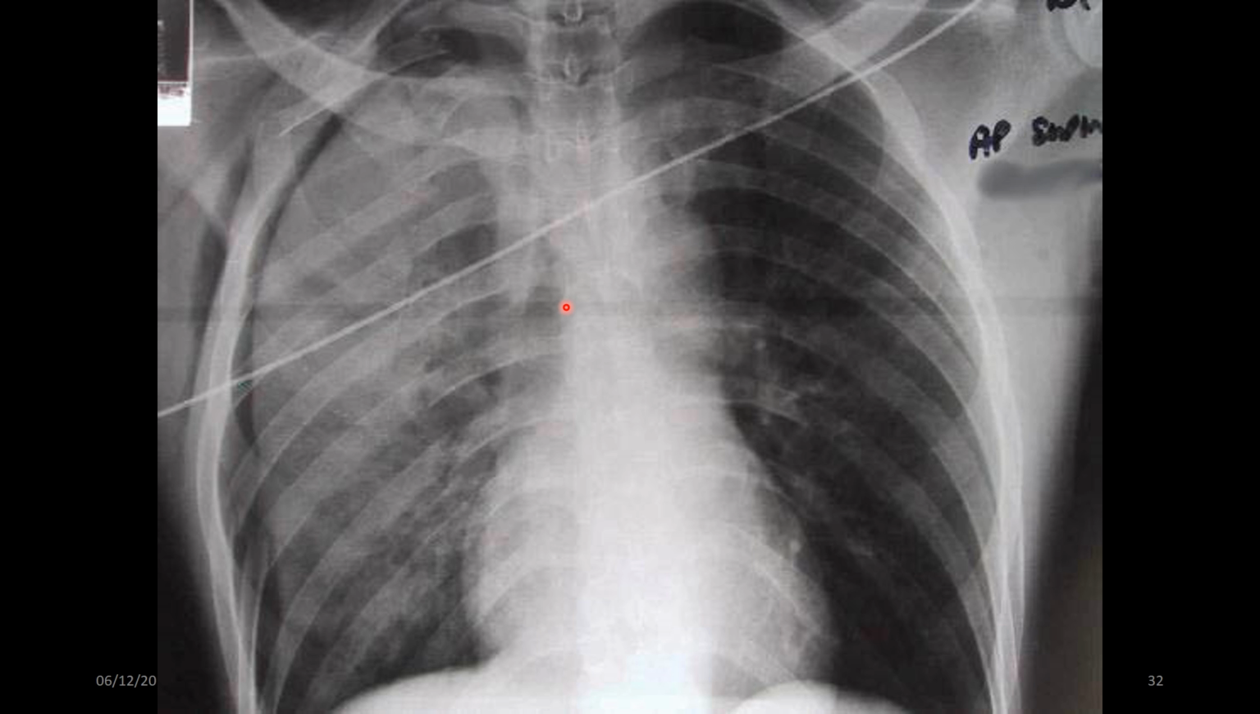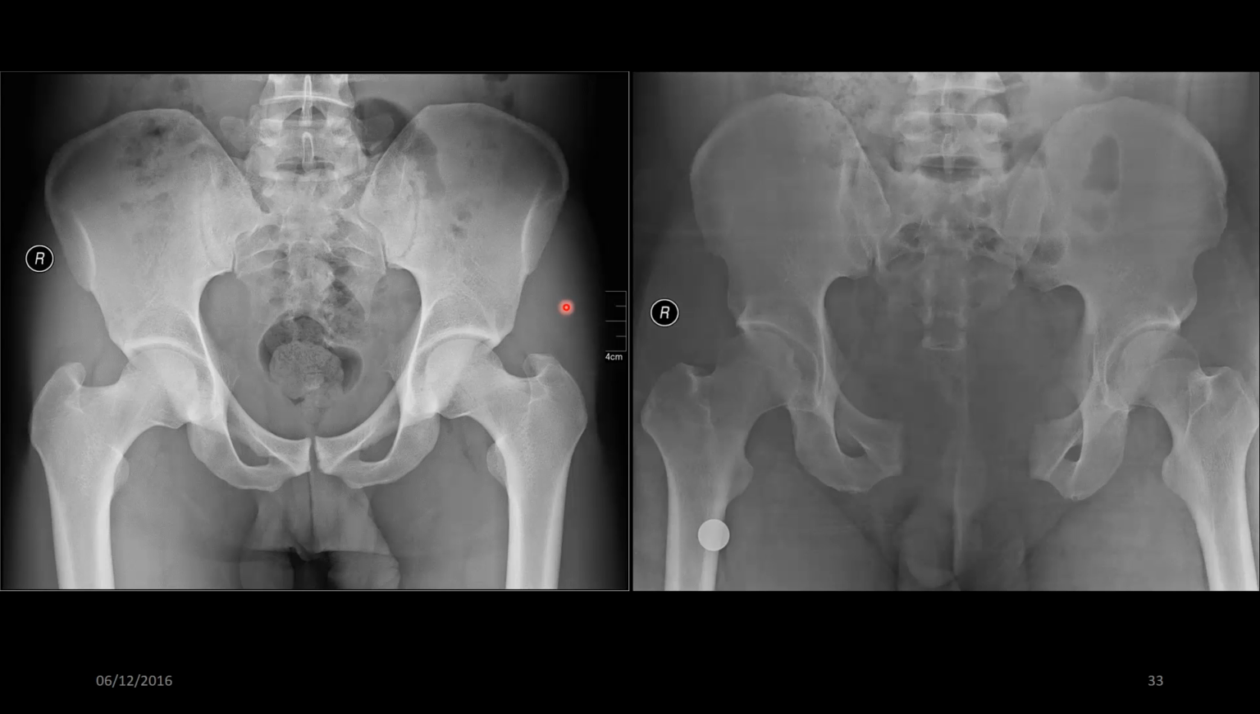And they do actually ORIF it. They put metal pins in to fix the chest wall back in place to stop that happening. So that was the section on chest x-rays. So I was saying in resus you can do C-spine, chest and pelvis. So let's move on to pelvis x-rays.